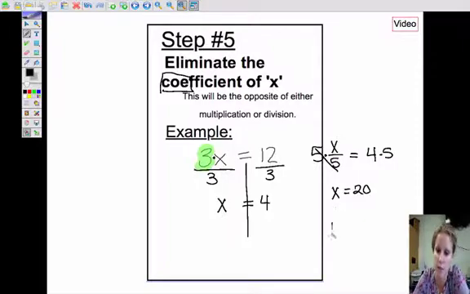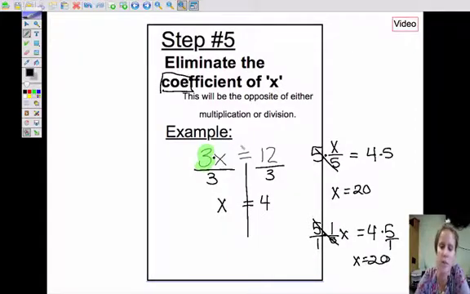You might also see that as 1/5. Dividing by 5 is the same as multiplying by 1/5. 1/5 x equals 4. That means we just have to multiply by the reciprocal. So multiply by 5 over 1. Those cancel. And multiply by 5 over 1. Again, we get x equals 20. So the coefficient is whatever's multiplied or divided right next to x.